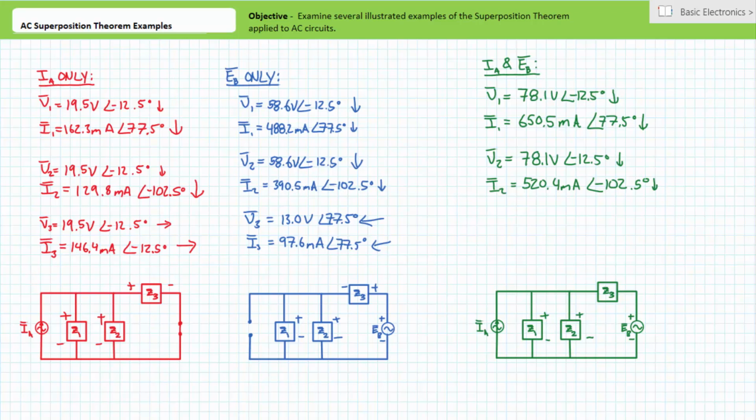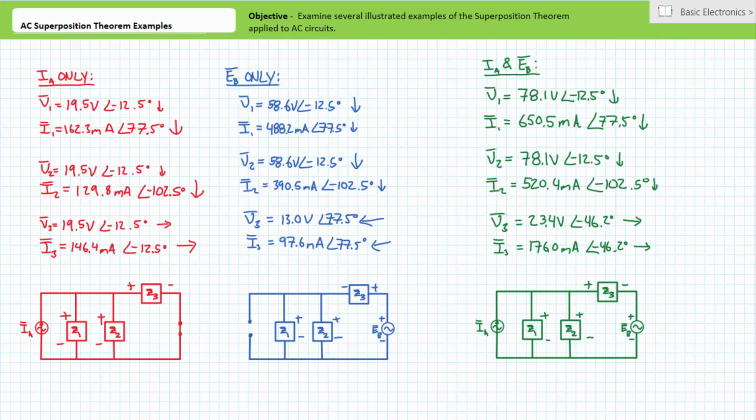I2 is 520.4 milliamperes at an angle of negative 102.5 degrees, where the assumed direction of travel is top to bottom. Finally, the opposing contribution of the two sources yields V3 to be 23.4 volts at an angle of negative 46.2 degrees, where assumed polarity is positive to negative, left to right. I3 is 176 milliamperes at an angle of negative 46.2 degrees, traveling left to right.